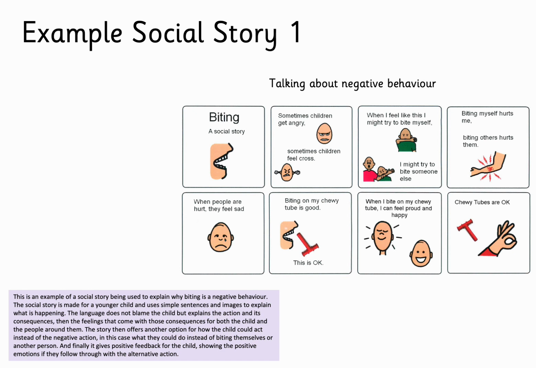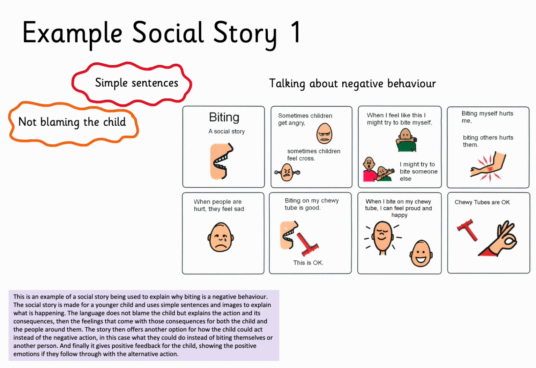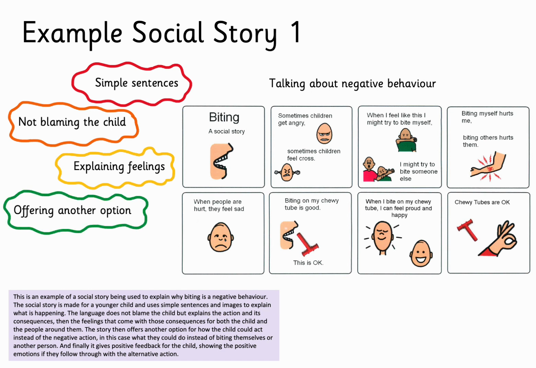The social story is made for a younger child and uses simple sentences and images to explain what's happening. The language does not blame the child, but explains the actions and its consequences. Then the feelings that come with those consequences for both the child and the people around them. The story then offers another option for how the child could act instead of the negative action. In this case, what they could do instead of biting themselves or another person. And finally, it gives positive feedback for the child, showing the positive emotions if they follow through with the alternative action.